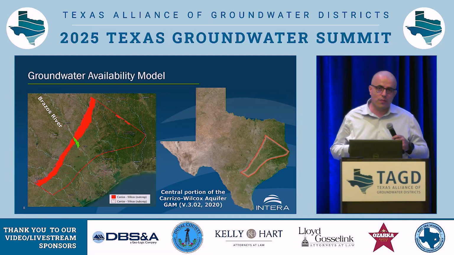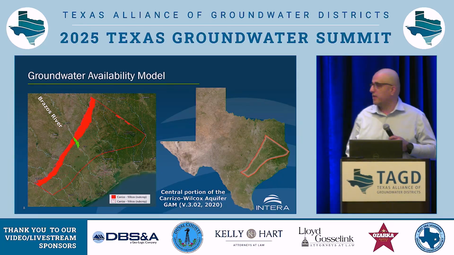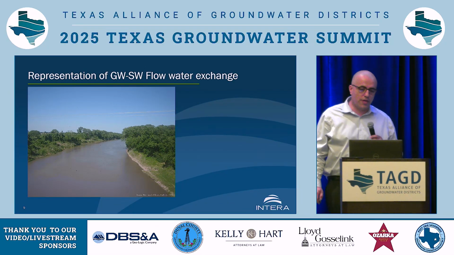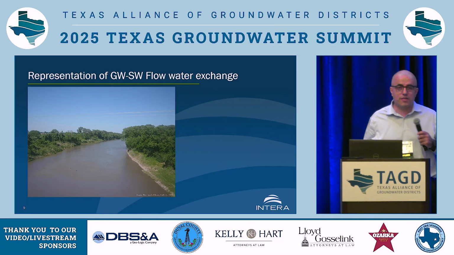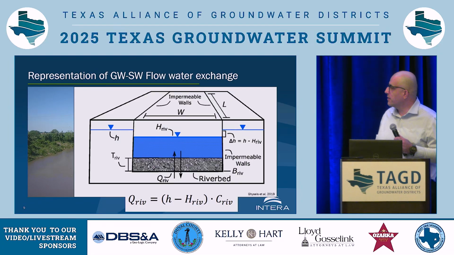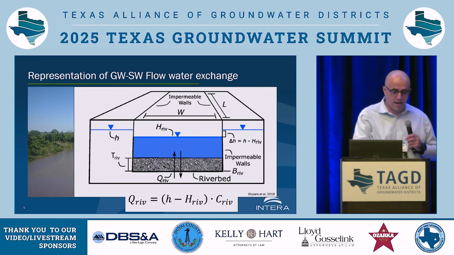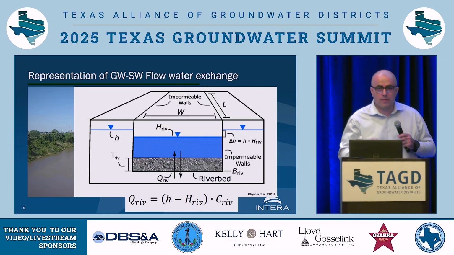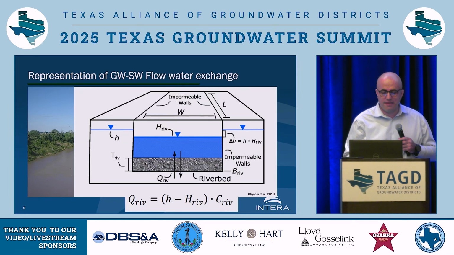There was some field work involved, and we examined the benefit or value of different remote sensing data products. This is a picture of the Brazos River, and this is a sketch that describes how we represent surface groundwater interactions in this GAM. The key component of this is that we are looking at the difference.